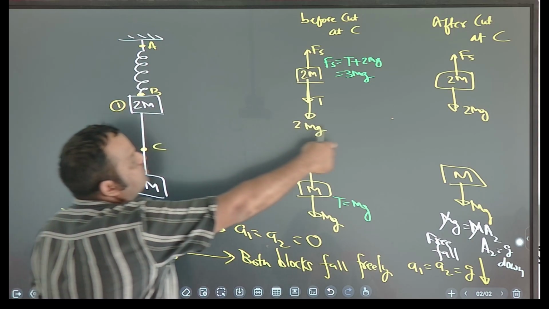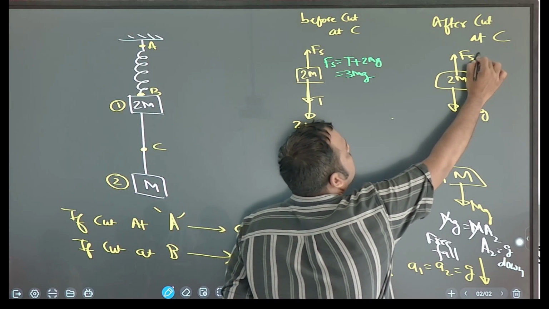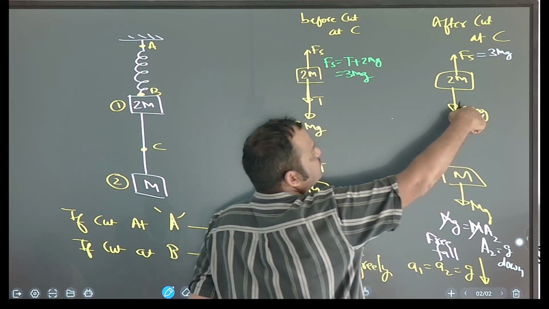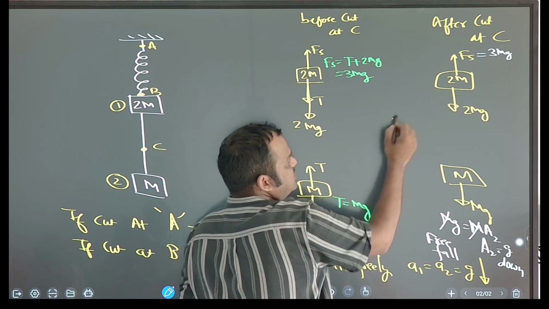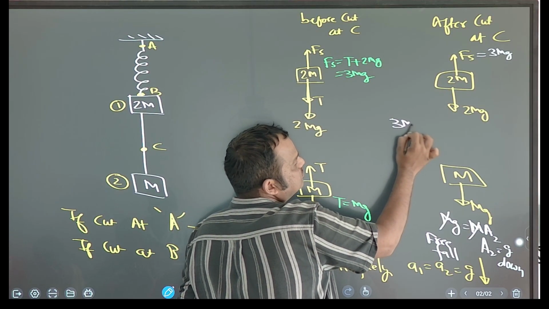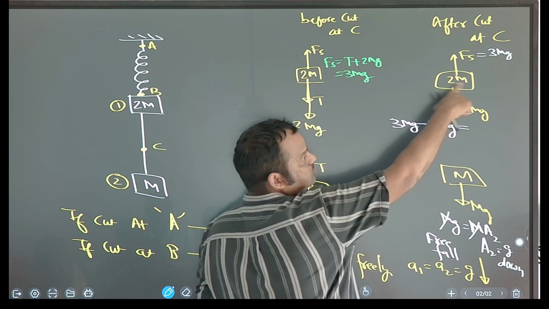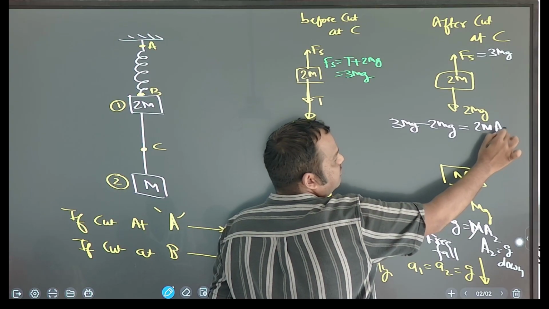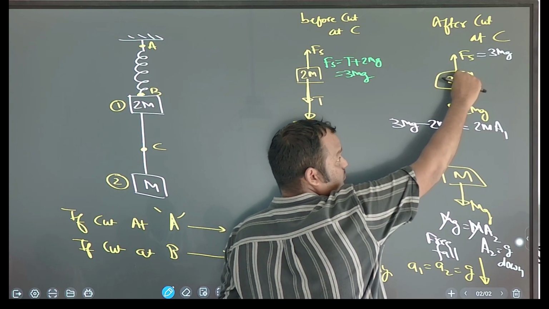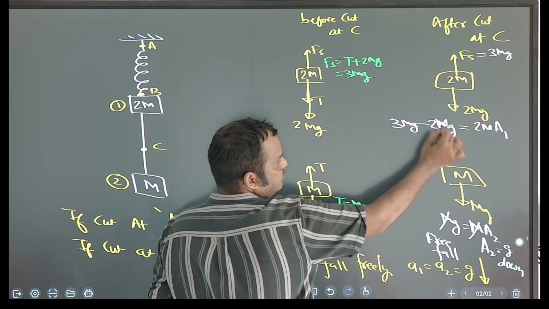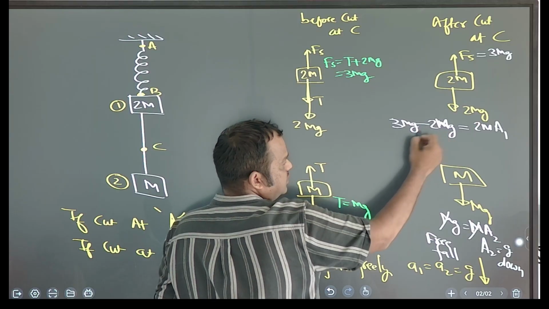Now 2m, come to 2m. What is the upward force? 3 mg. Downward force? 2 mg. So what is the resultant? 3 mg minus 2 mg is equal to 2m a1, correct? Mass is 2m. So what is the answer? 3 mg minus 2 mg?